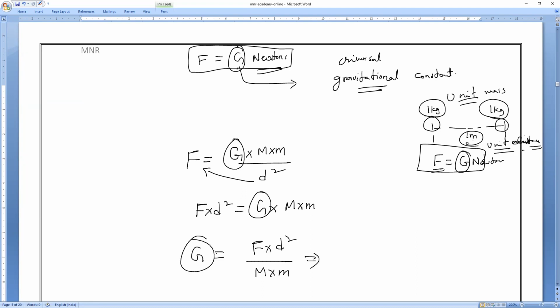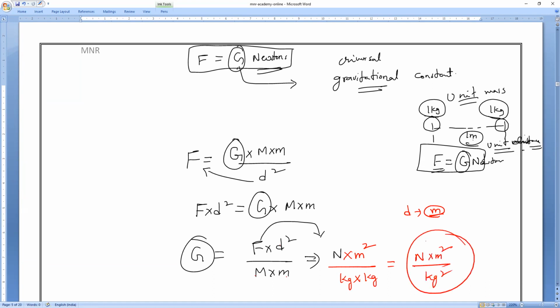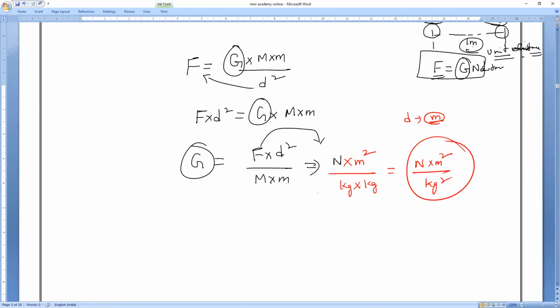Now you can see the units of G. What is the unit of force? Newton. Into, what is the unit of distance? Meter. So meter square is there, divided by mass unit, kilogram, which is equal to Newton square meter per kilogram square. Understand, Ra? Lingesh, Kishore? So the units of G is equal to Newton square meter per kilogram square.